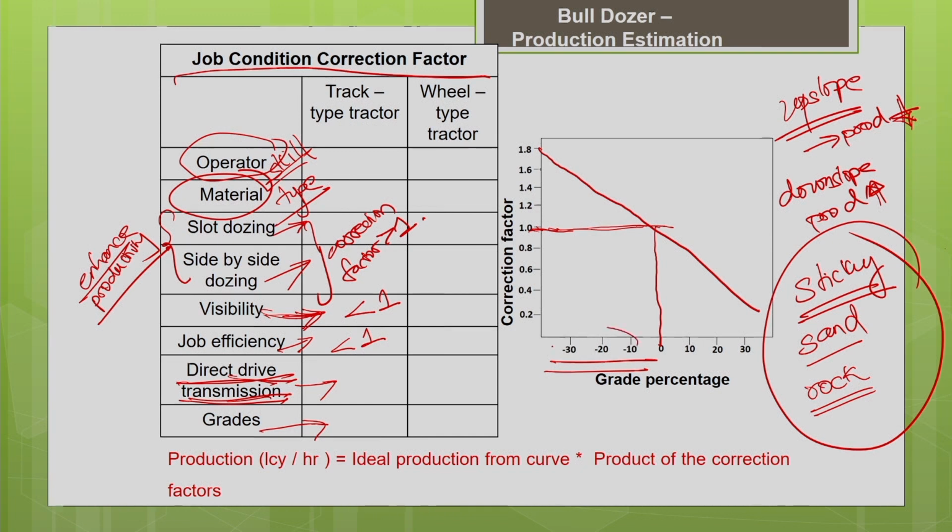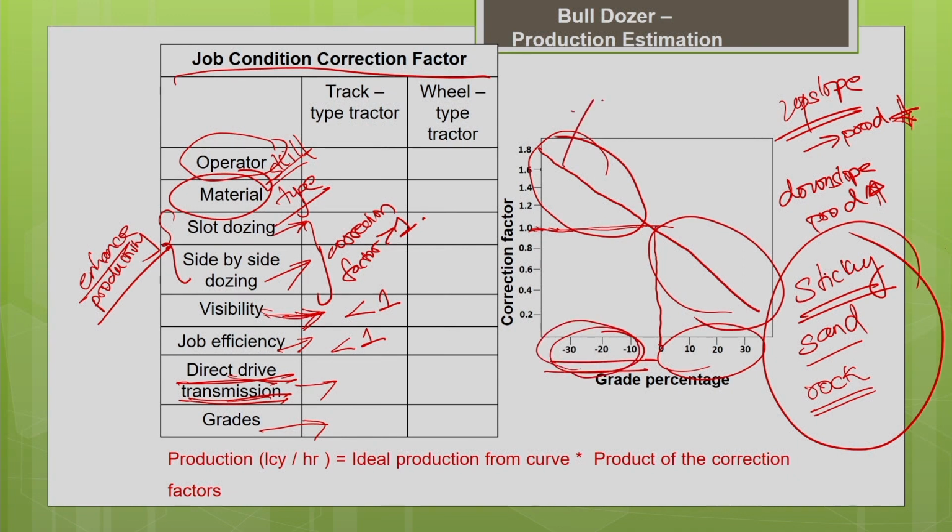So if you are working down the slope, my correction factor is greater than 1. If I am working up the slope, my correction factor is less than 1. It is because down the slope my productivity is going to be high, and up the slope my productivity is going to be lesser. That's why my correction factor is less than 1. Once you take the correction factors from the literature or the equipment handbook, and you have chosen the productivity value from the ideal curve, you multiply both, and you will get the real production value for the actual project condition. So this is how you have to estimate. We will work out a problem using this methodology so that you will understand better.